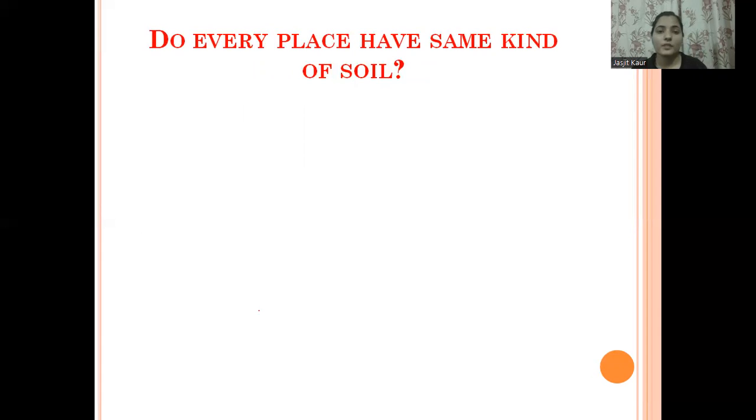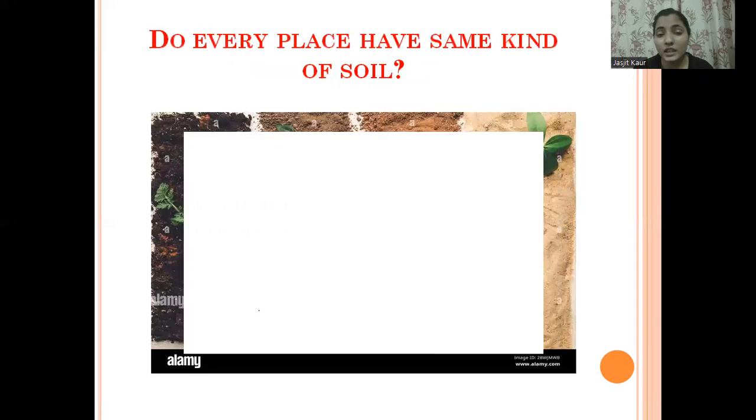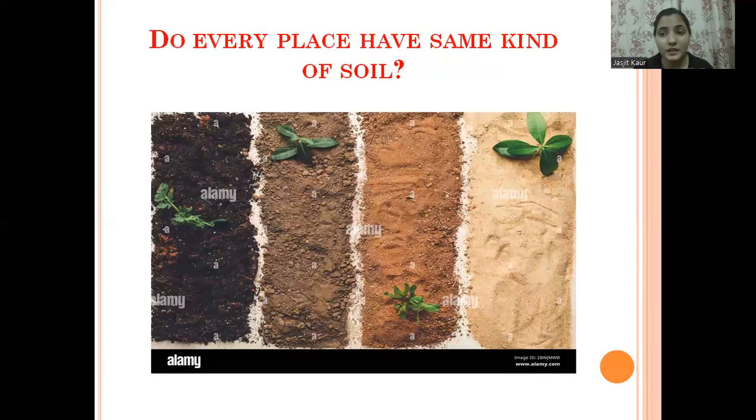So now tell me, does every place have the same kind of soil? What do you think? Well, the answer is no. We can find different kinds of soil at different places. Some places have black soil, some have sandy soil, some have alluvial soil, and in some places we can find red soil also.